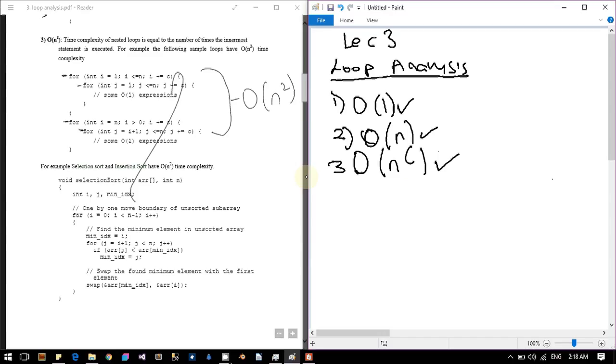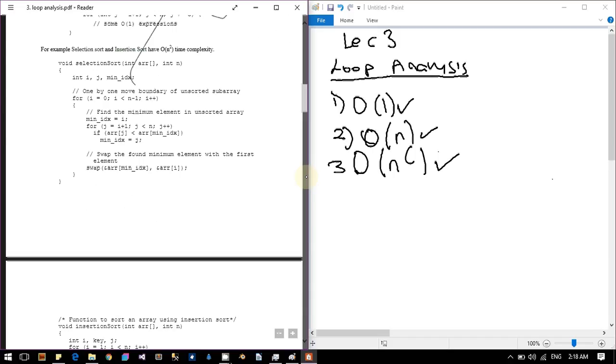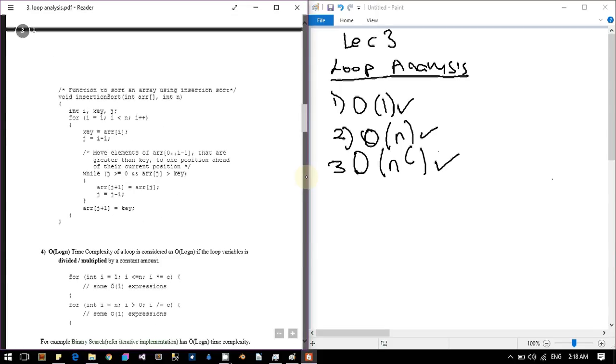For instance, selection sort and insertion sort have n squared time complexity. Why? Because this is the first for loop, this is the second for loop. Without much analysis, just by looking at this entire statement, you can see there's a loop here and a loop here, so obviously it's going to be of order n squared. Same thing with insertion sort: this is the first loop, the for loop, and this is the second loop, the while loop. So obviously all of this is going to be of order n squared.